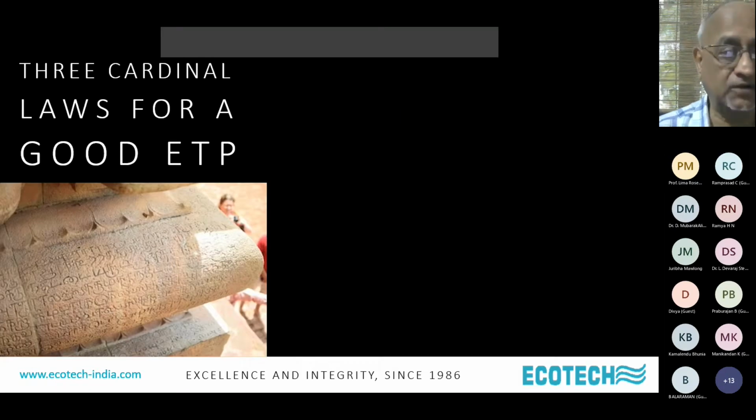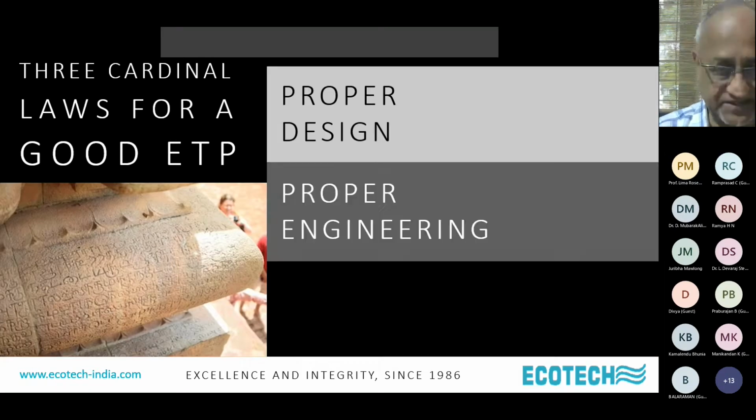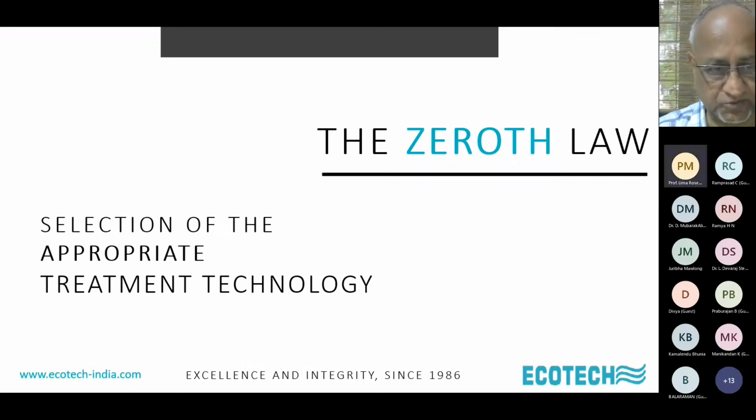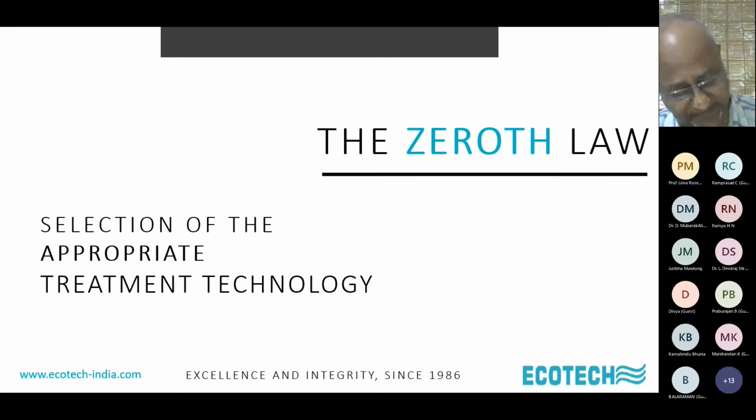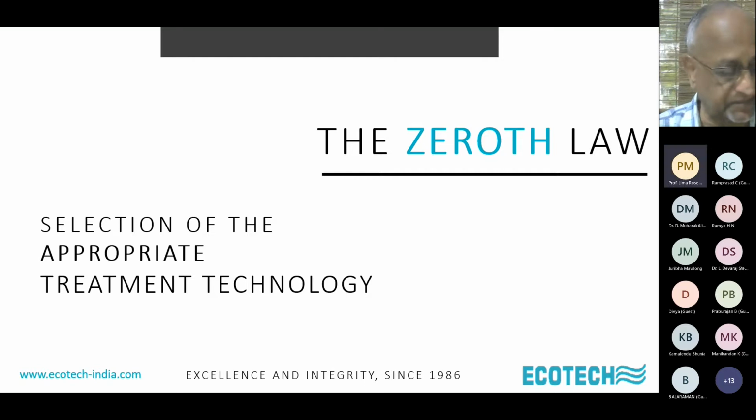Again, three cardinal laws for a good ETP: proper design, engineering, operation and maintenance, and the zeroth law we all saw. Just as in the STP, you need to select the appropriate treatment technology. In this particular case, it really means treatment train or the treatment system, whether it is anaerobic or aerobic, or it should be physical, chemical, or a combination of these. So this is the little bit of differentiation between STP and ETP.